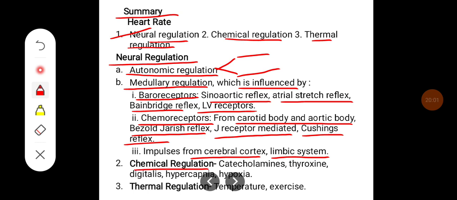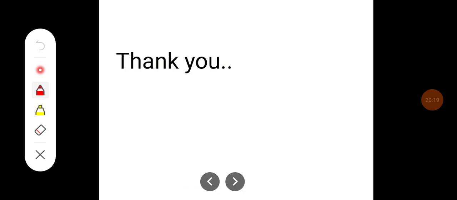Chemical regulation is mainly by the catecholamines, thyroxine, digitalis, hypercapnia, and hypoxia. Whereas thermal regulation is altered by the change in the temperature and the exercise, which is going to increase the body temperature. This is how heart rate is regulated.